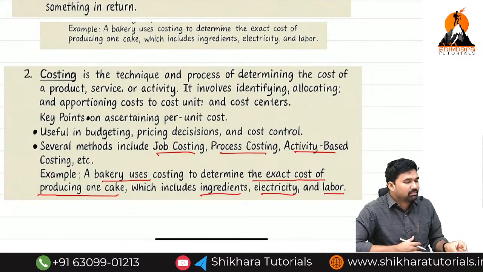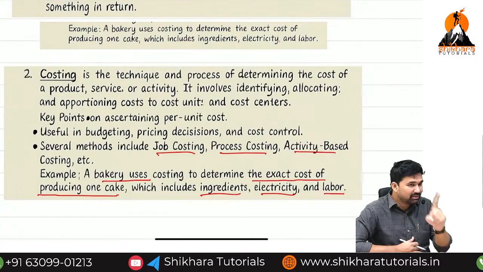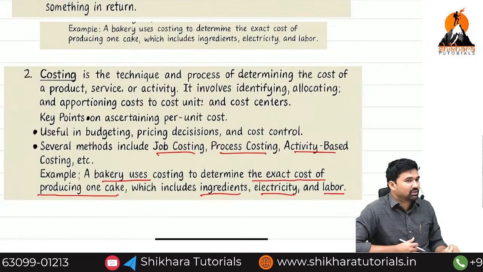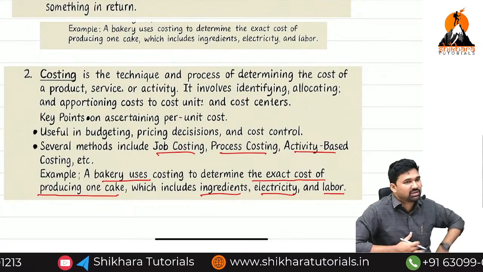So, if you come to know the exact cost of producing one cake, only one cake, you can decide the selling price accordingly, and you can offer the discounts also accordingly.